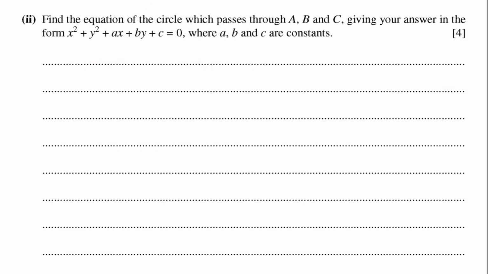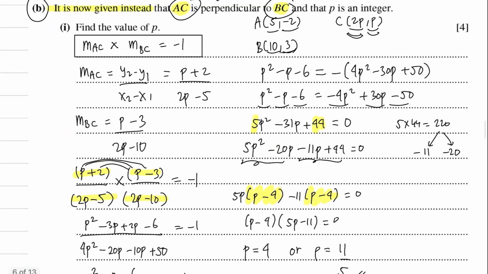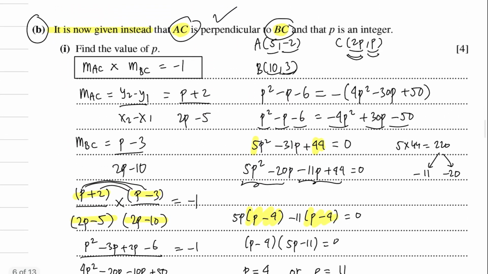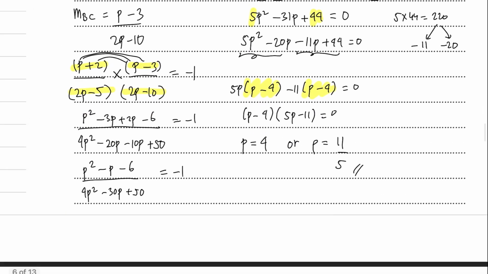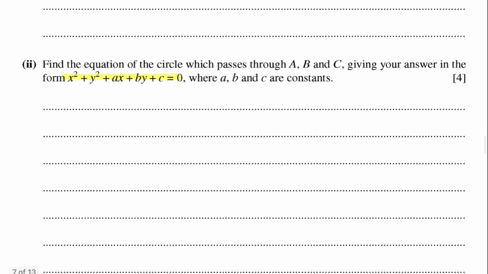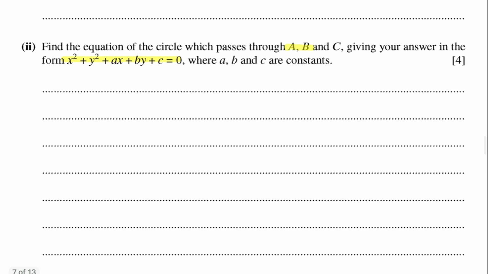Here we have: find the equation of the circle which passes through A, B, C, giving your answer in the form of this. Okay, this is the continuation from the previous one. And from the previous one, we know that AC is perpendicular to BC. That sounds familiar. We want to create a circle which passes through A, B, and C, and we know that AC is perpendicular to BC. That means this is the circle.